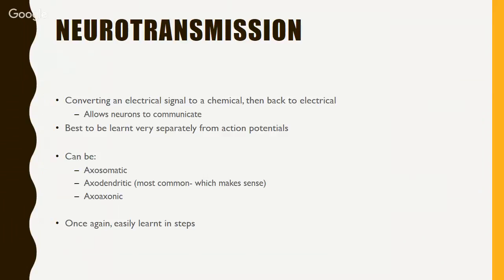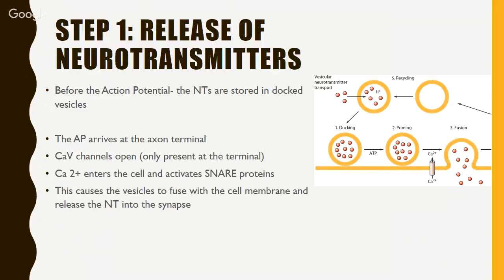And once again, I like learning it in steps. That's just how my mind figures it. So step one, the release of the neurotransmitters. Before the action potential arrives, the neurotransmitters are usually stored in a vesicle, yeah? Your cells know their job is to send messages, so they just have a bunch of neurotransmitters ready to go for an action potential to come. So what happens is the action potential arrives at the axon terminal.